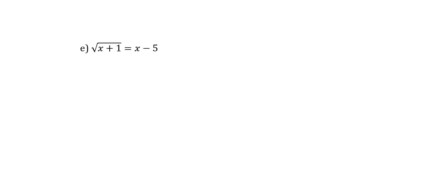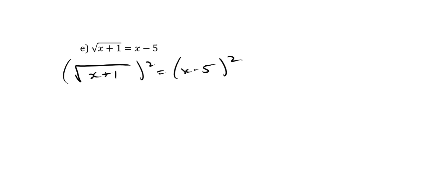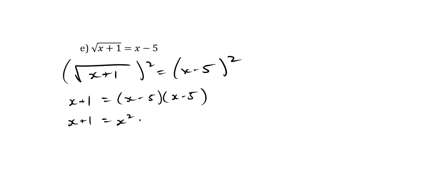So what happens when I square both sides? So I get this. I get x plus 1 all squared equals x minus 5 all squared. So the left is going to be x plus 1, but the right is going to be, you don't have to write this out obviously, but this is what it's going to be, right? Remember, when you're squaring a binomial, we just talked about this, it's not x squared minus 5 squared. It's x minus 5 times itself. So I get x plus 1 equals x squared minus 10x plus 25.